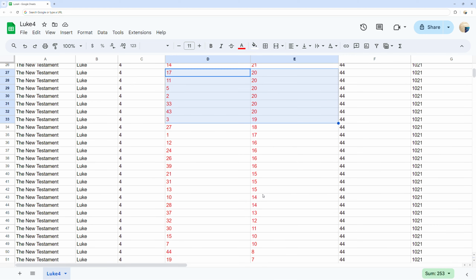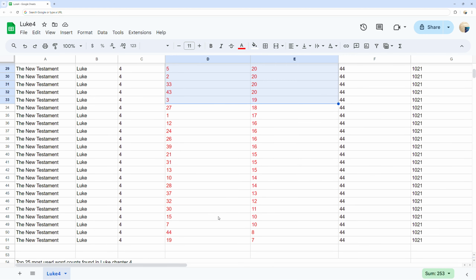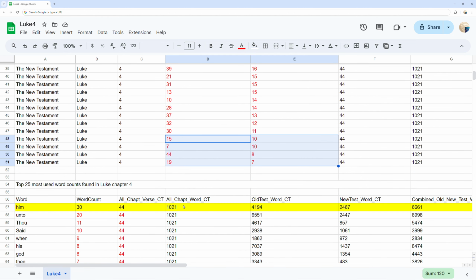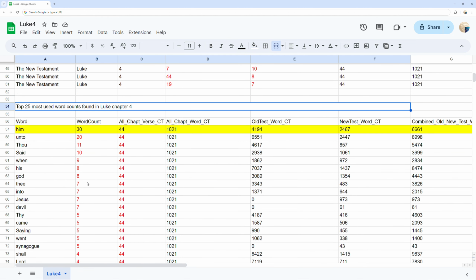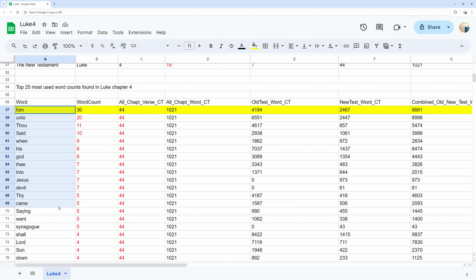Top 25 most used word counts found in Luke chapter 4. You can see the most frequent words in Luke chapter 4 and the word count for each ordered by word count. As well, you can compare that to the total times those words are used in the whole of each Old Testament, New Testament, and both Old and New Testament combined.